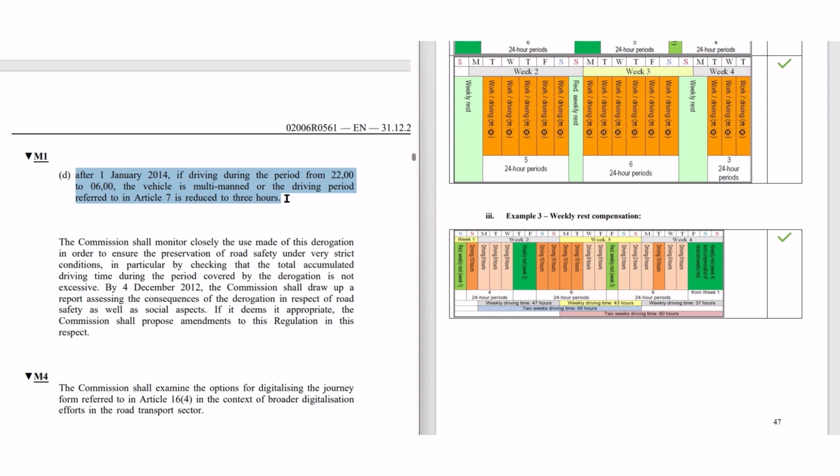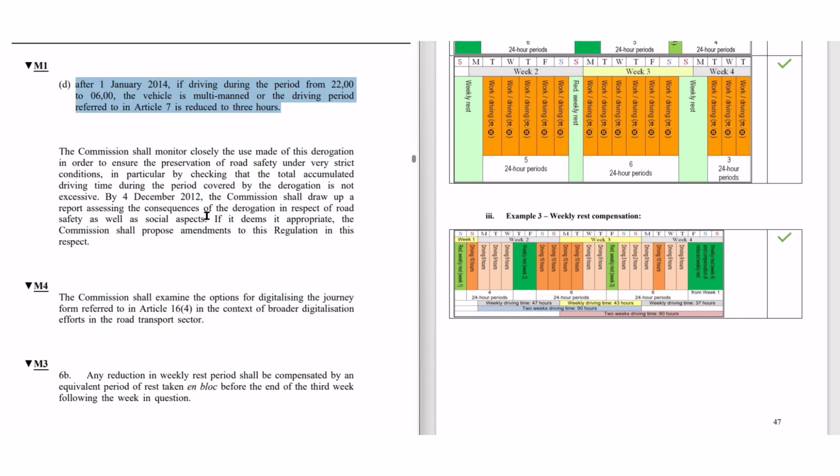Then there's a long sentence about how the Commission will later review all of this, prepare a report, and evaluate whether these provisions are appropriate. It also mentions the intention to digitize the entire process. We already see this with the CMR, and the possibility of digitizing the journey logbook is also under consideration.